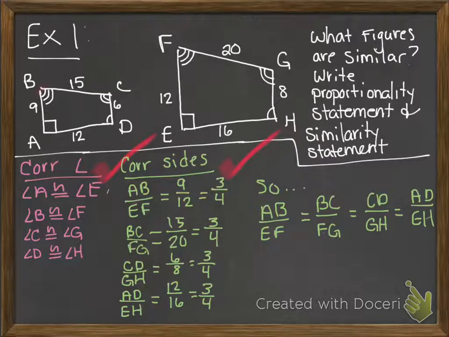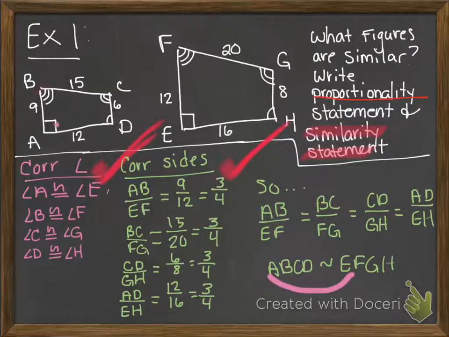Now, since I have my corresponding angles congruent and my corresponding sides proportional, I know that my figures are similar. So I'm going to end up saying ABCD is similar to EFGH. Now, if you notice, this is just like when we talk about congruence. I want my corresponding parts in the same spot.